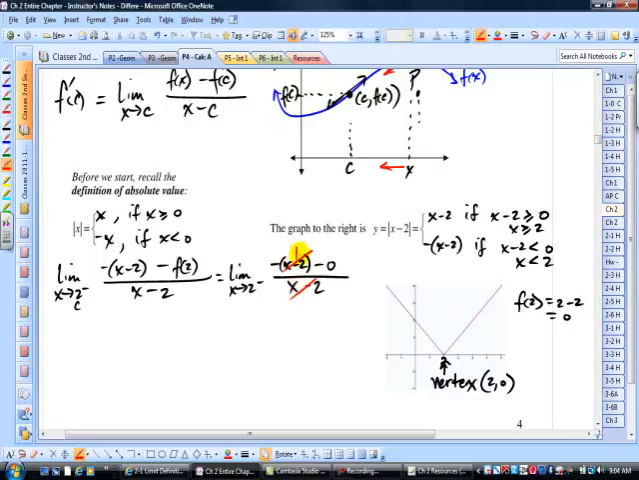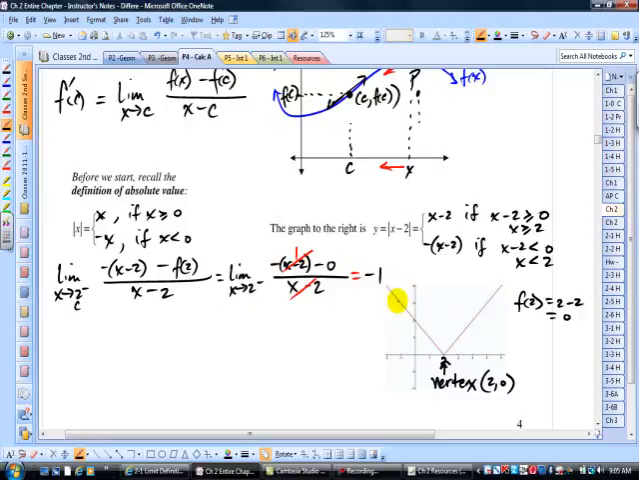That becomes 1. And so I get the limit of negative 1 as x approaches 2 from the left. And as you guys know from previous chapters, the limit of a constant is the constant itself. So you get negative 1 here. The limit of negative 1 as x approaches 2 from the left is still negative 1.